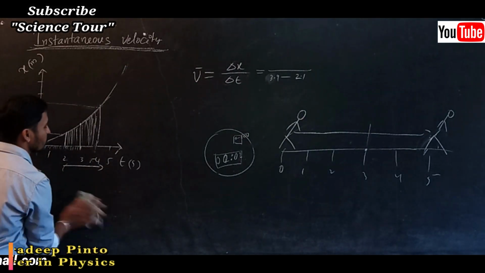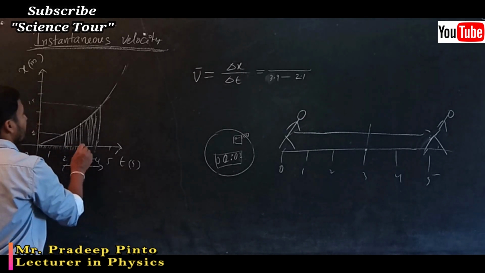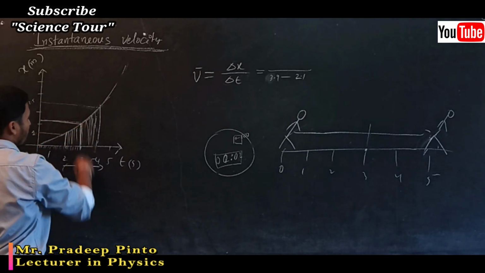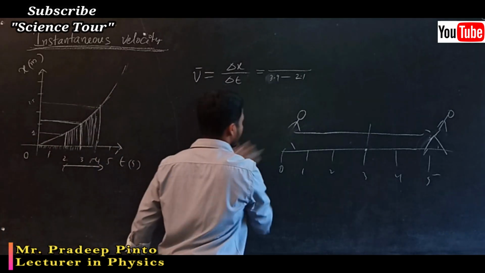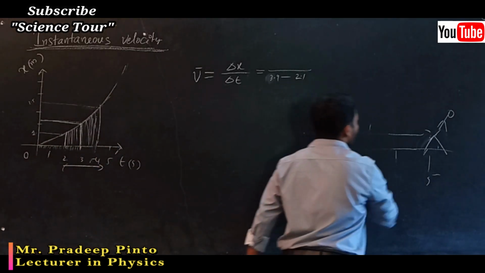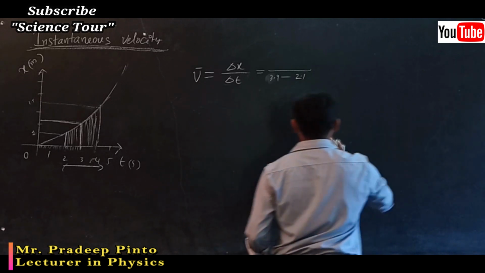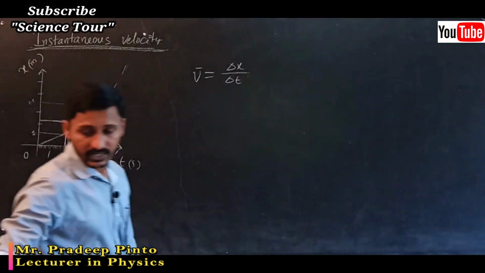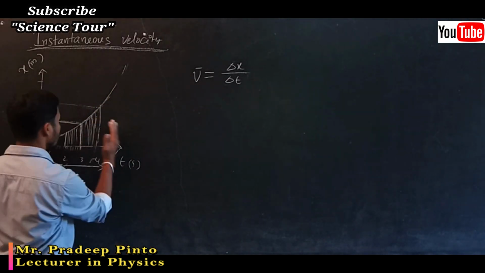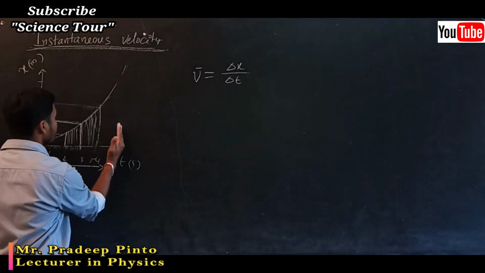Then you will reach this particular point, and that particular point is nothing but the instantaneous velocity. And how can you define it? That is nothing but the limit. We have taken the limit, and that time interval is going to decrease.